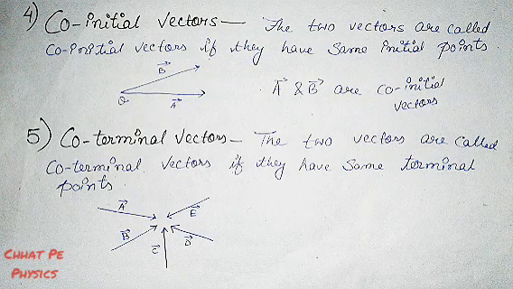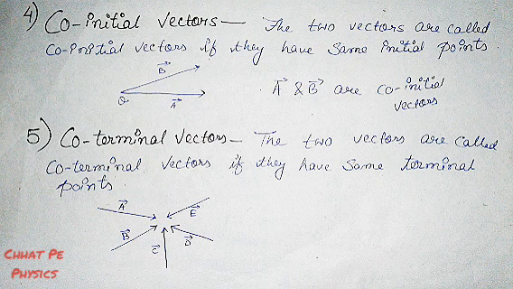Now these are coterminal vectors. Two vectors are called coterminal vectors if they have the same terminal point. That means they end at the same position. This tells us that the starting points of coterminal vectors can vary, but the ending points are the same and fixed.